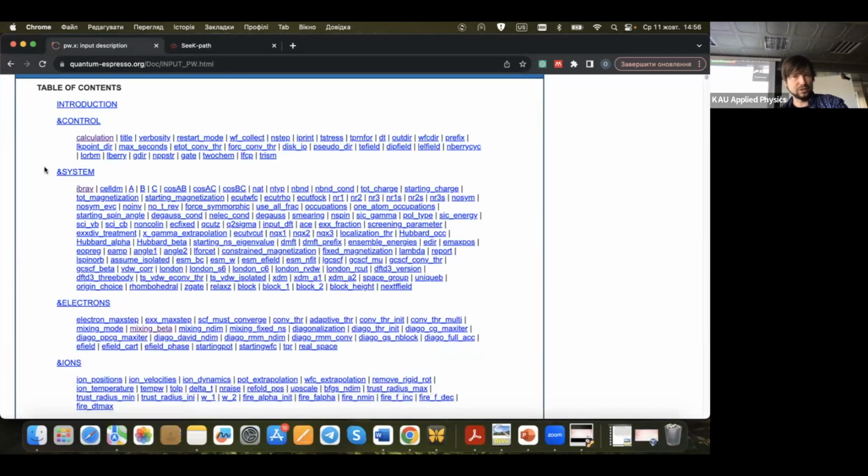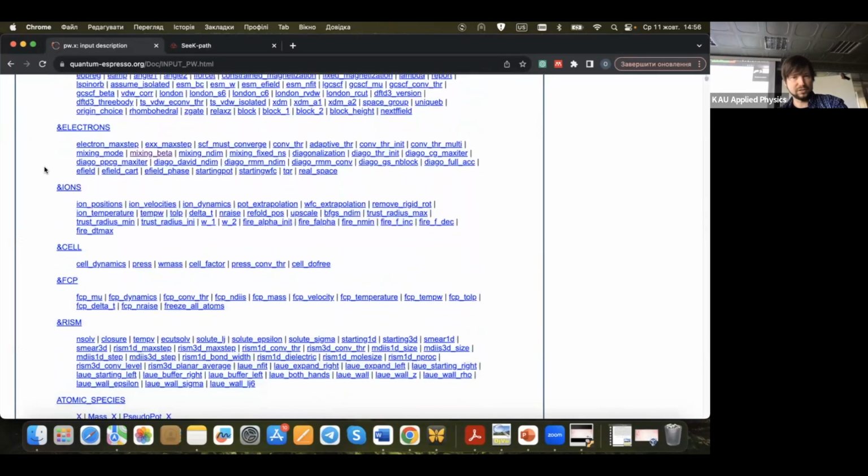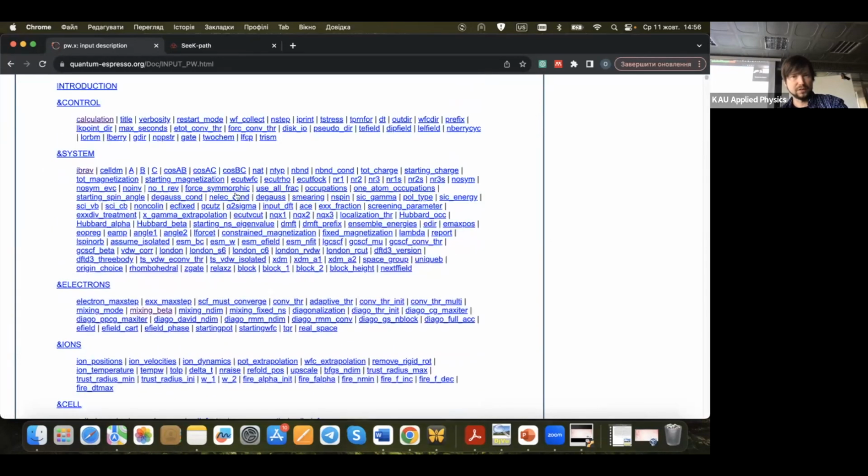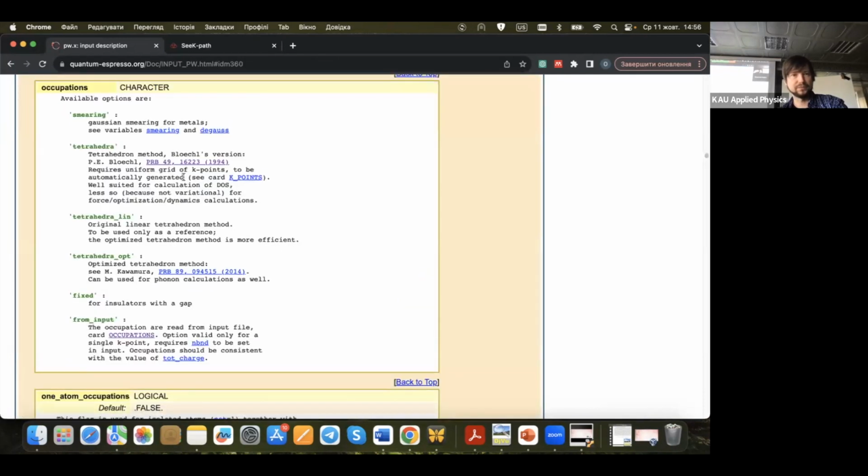I will show you it on the Quantum Espresso site. Occupations, the Gauss. What options do we have? We can use smearing and Gaussian smearing. It works, and it is a very good option for metals, as I told you. But for insulators or semiconductors, you should use a very small degauss parameter.